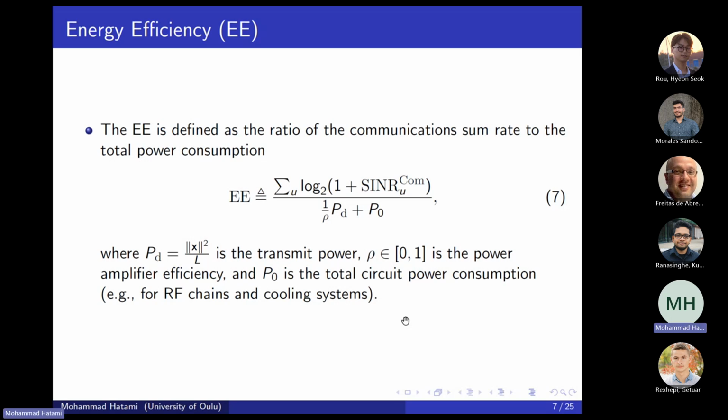Having defined the SINR, we can define the energy efficiency, which is the ratio of the throughput divided by the total power consumption. As you can see here, the energy efficiency is defined by 7. In the numerator, we have the sum rate over all the users, and in the denominator, we have the total power consumption. The first term is the power for data transmitting, and the second term is the circuit power consumption, which is the power consumed by RF chains, cooling systems, etc.